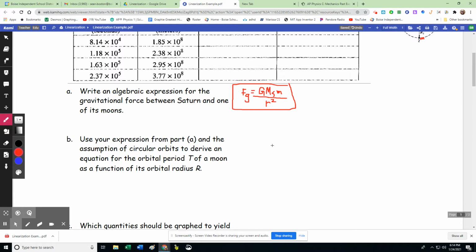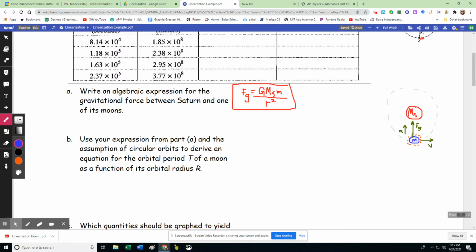So in these questions, you have to come up with some kind of algorithm or equation that describes a certain property of what this data came from. And so we're going to use centripetal force to help us with this one. I'm going to draw a diagram. Okay, so here's a little diagram of what we're talking about.